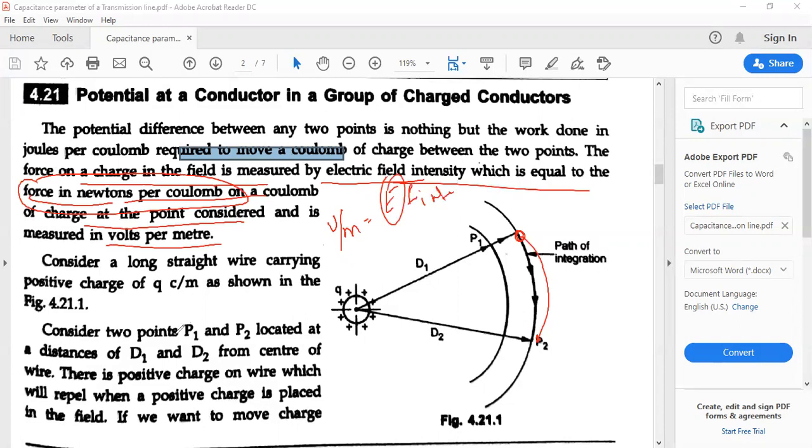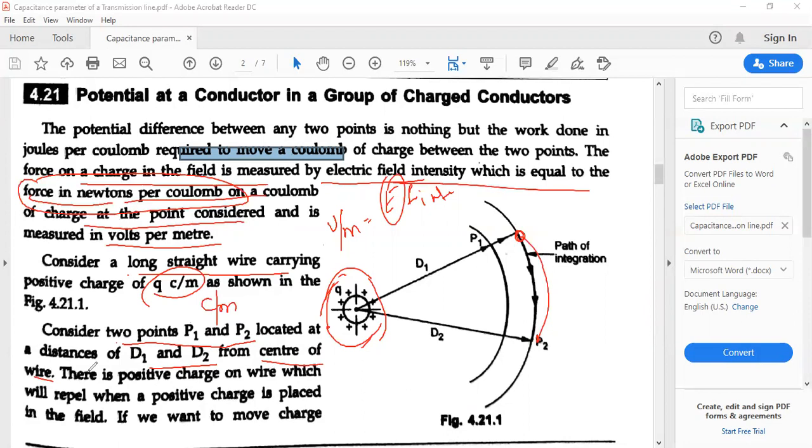So let me go on with the derivation part. In order to carry out the derivation, I need to consider a long straight wire carrying a positive charge, as shown in the figure. This is a positive charge, in coulombs per meter, as shown in the figure. Considering 2 points P1 and P2, which are located at distances D1 and D2 from the center of the wire. The center of the wire is nothing but the charged conductor here.